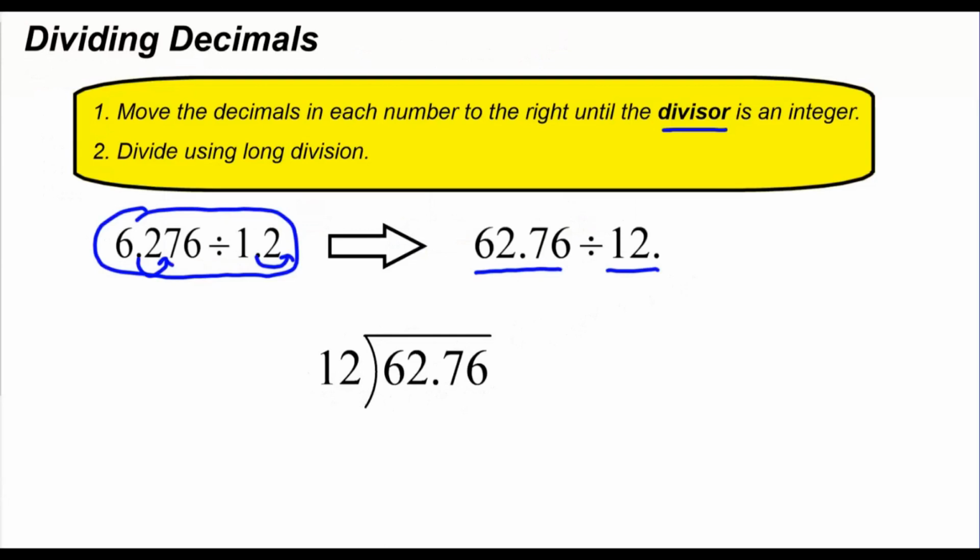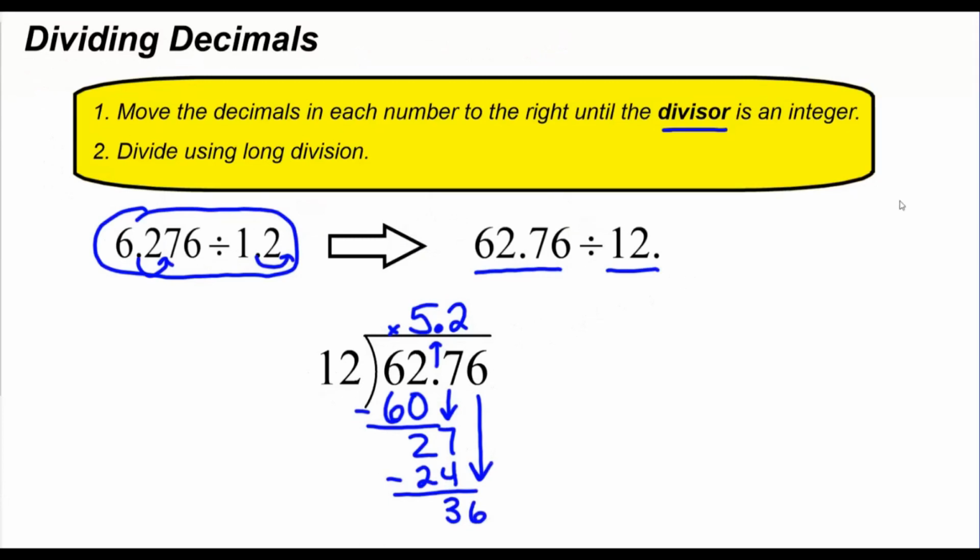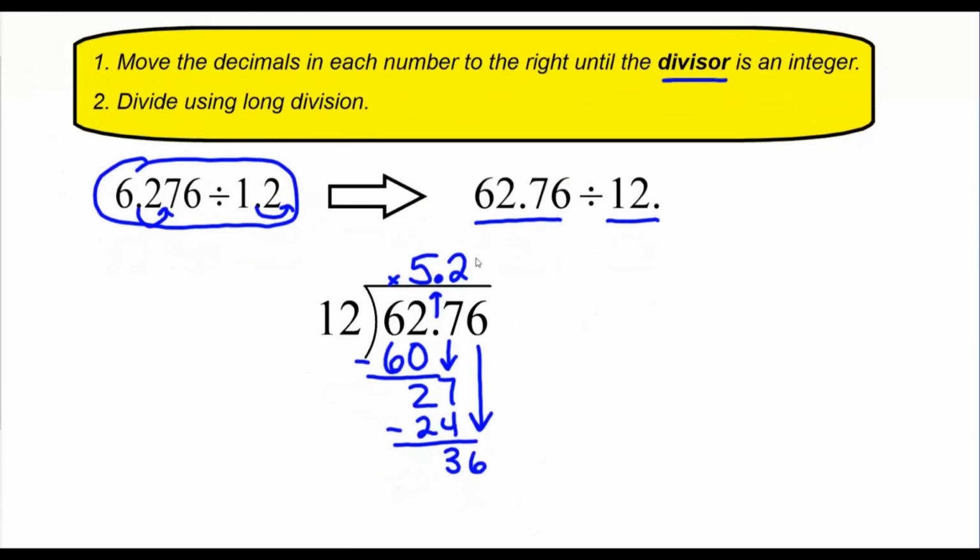62.76 divided by 12. 12 does not go into 6, but 12 will go into 62, and it goes in 5 times. 5 times 12 is 60, with a remainder of 2. Bring the decimal up, bring the next number down. 12 goes into 27 2 times, and 2 times 12 is 24. And 27 minus 24 is 3. Bring the next number down, and you get 36. And 12 goes into 36 3 times, and 3 times 12 is 36. And we have no remainder left, so we're done dividing. So here is our quotient. Here is our answer, 5.23.